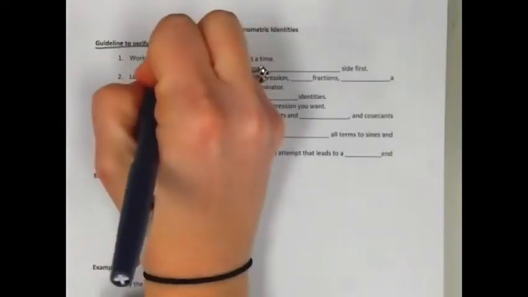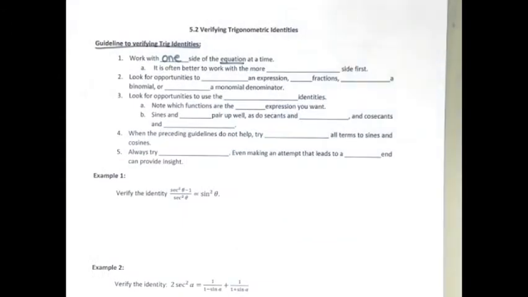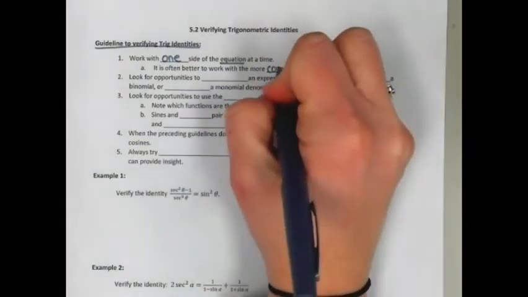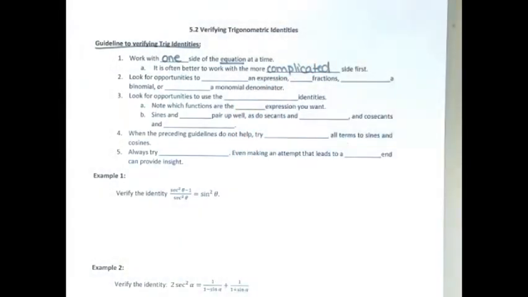We're going to work with one side of the equation at a time. Do not do both sides. You only do one of the sides. It is always better to look at the more complicated side, not the easiest side. We want to go from the complicated side and break it down to the easiest side.